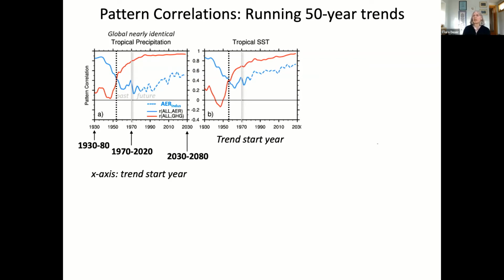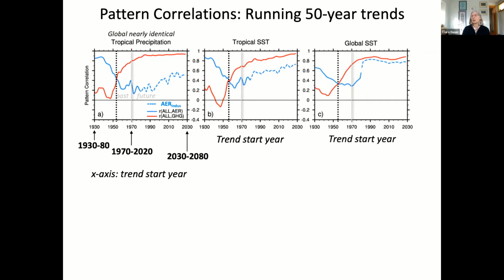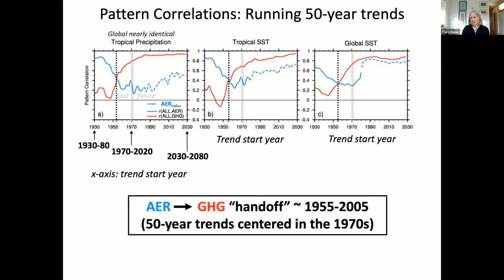If we look at sea surface temperatures in the tropics, not surprising, precipitation and SST are highly related through spatial gradients in the SST. And then finally, we can look at the global SST pattern correlations. And again, that crossover point is very, very similar. So as I said, that handoff happens for 50-year trends that are centered in the 1970s.